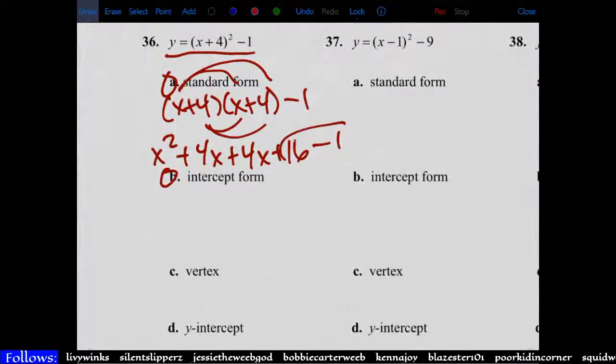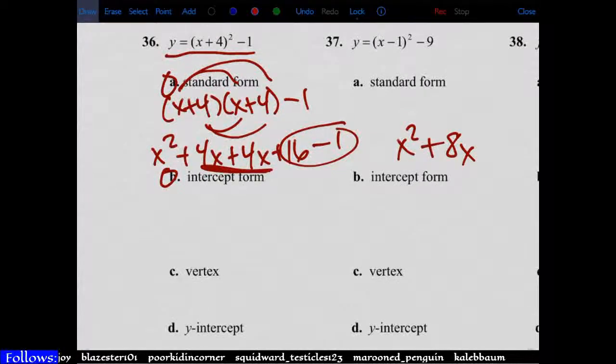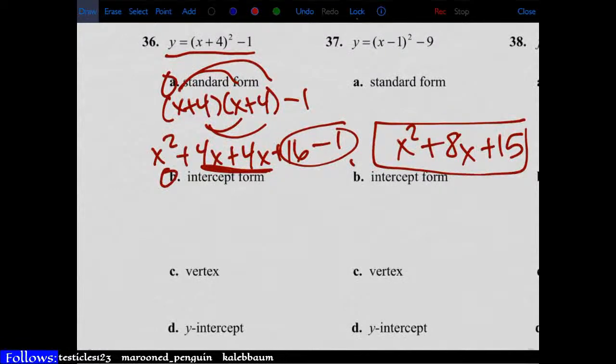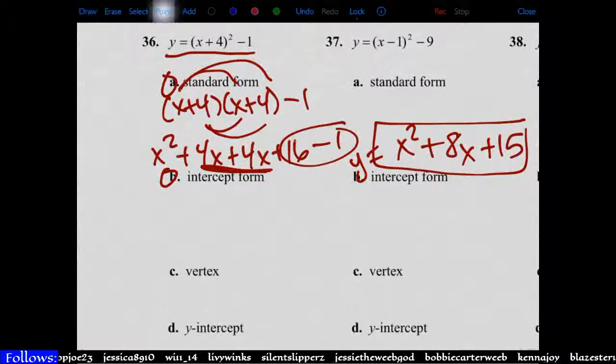And then we can simplify the 16 and negative 1, so x squared, and we can simplify the two 4x's, plus 8x plus 15. So there's our standard form. It's y equals, just like it was at the beginning. Okay, so now we have it in standard. Now how do we go to intercept form? Intercept is also called factoring, factored form. So we can just factor this standard form that we just made to get into intercept form.